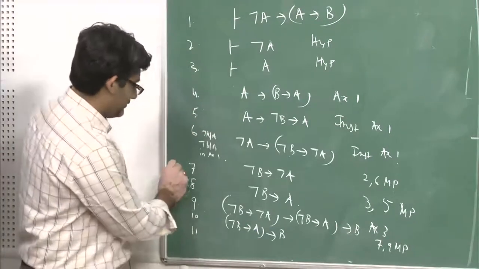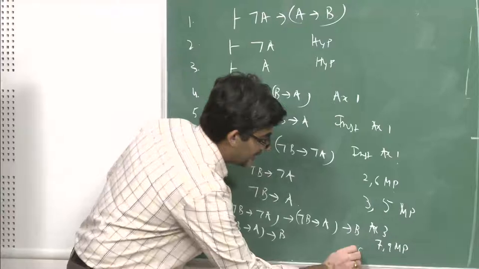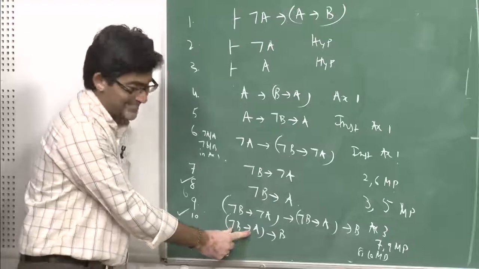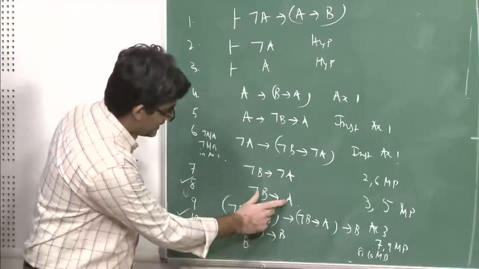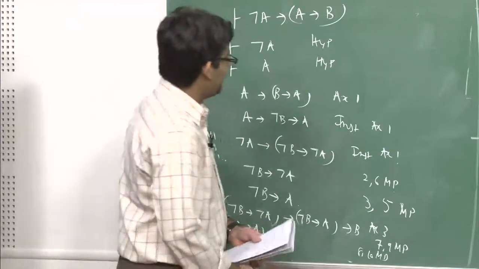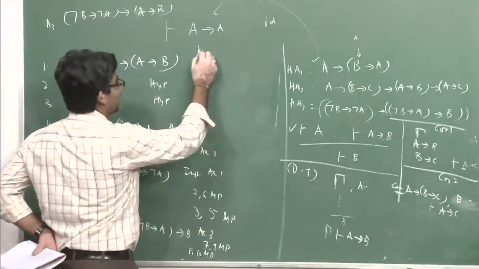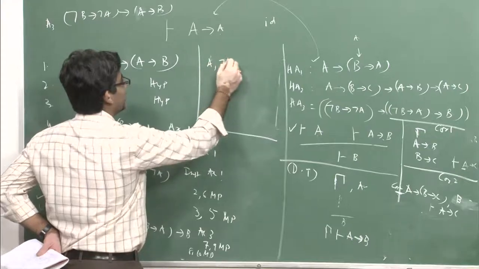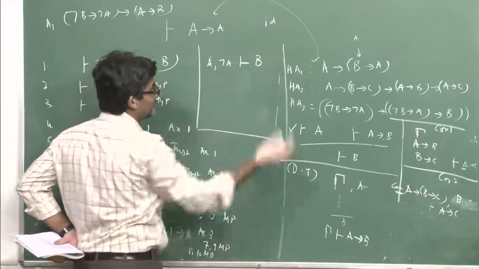Now observe 8 and 10. Again modus ponens. 8 and 10 is here: not B implies A, and not B implies A implies B. From these two you will get B, because this part gets detached and what you get is B. Now this is not the end of the proof. So what we essentially show is this; I am writing it here. What is it that we got from A and not A? What you got here is B. This is what we have shown.